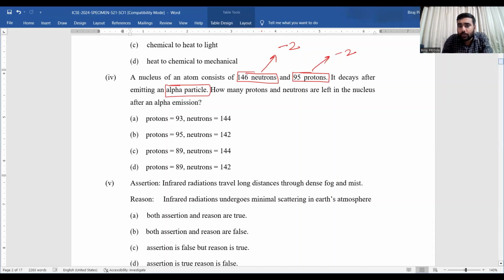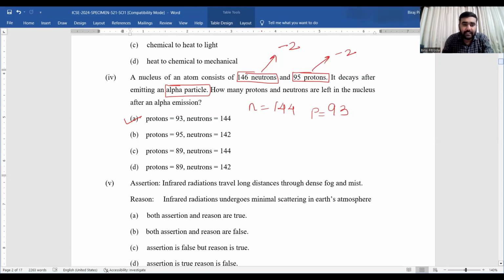So originally neutrons are 146. So 146 minus 2 should give you 144. That is the number of neutrons. Protons will also decrease by 2. The original number of protons is 95, so 95 minus 2 is going to give you 93. Now select the option. Option A itself says that protons are 93 and neutrons are 144. This was your question number 4. I hope the things are going well.